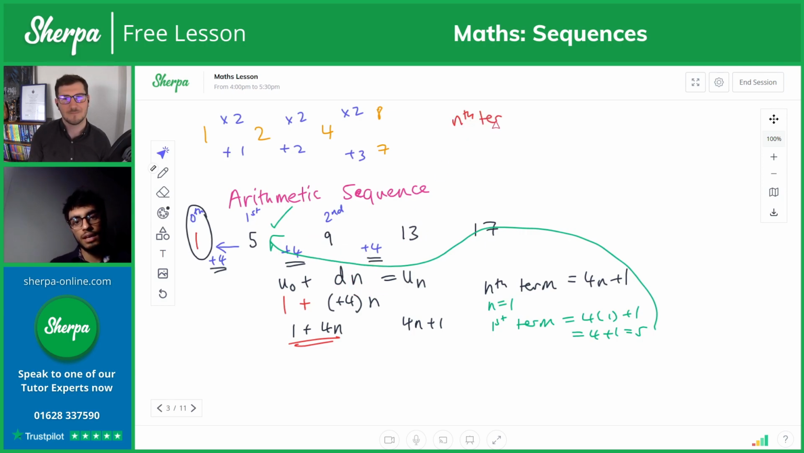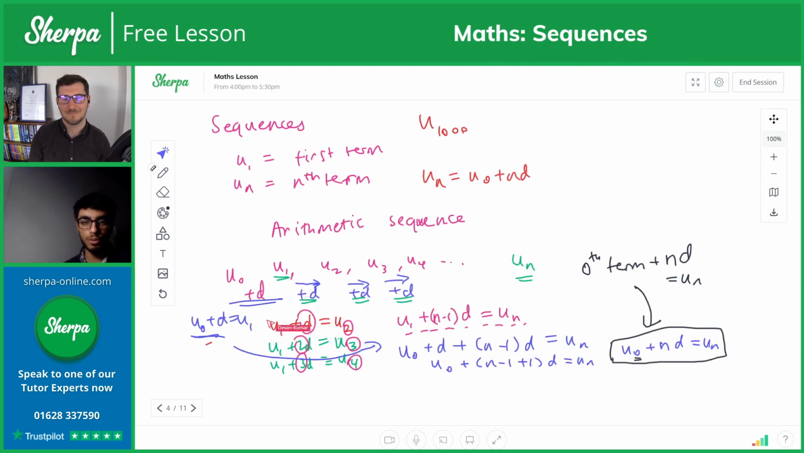The nth term is 4n plus 1. So if we replace this n with 1,000, then the 1,000th term is 4 times 1,000 plus 1. In other words, 4,000 plus 1, better known as 4,001. So the rules do apply absolutely.